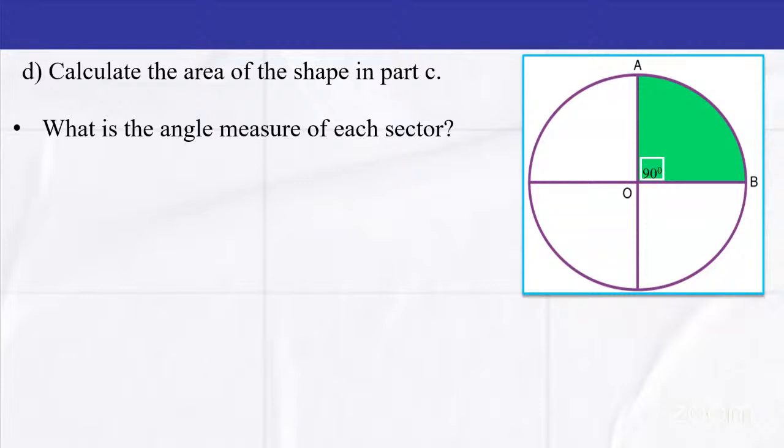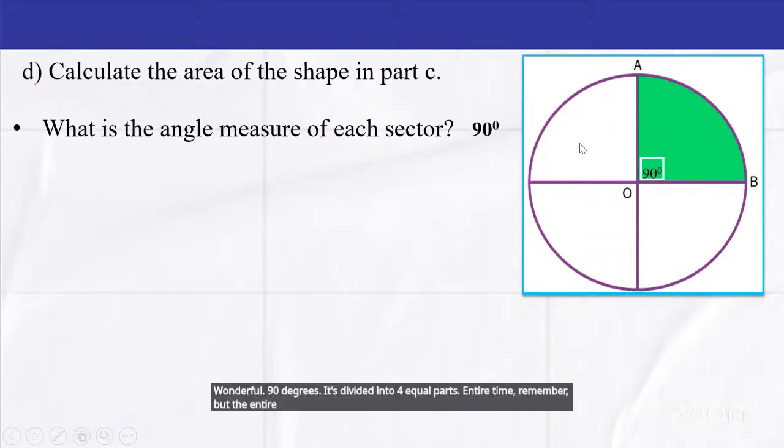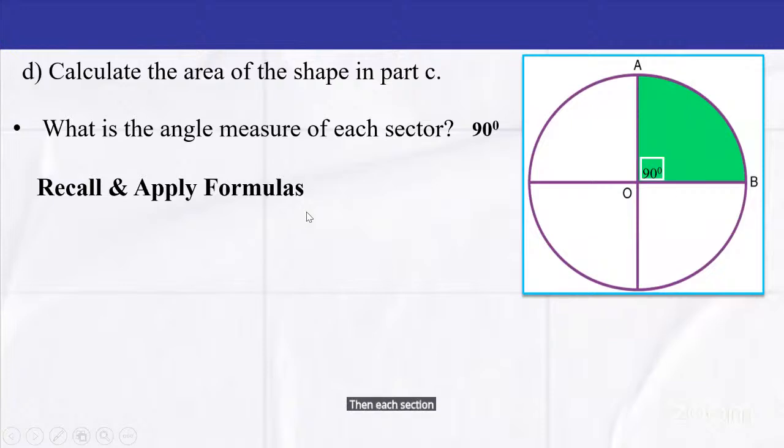What is the angle measure of each sector on this circle? Anybody? No response? Well, I'm seeing a number of 90 degrees in the chart. Wonderful. 90 degrees. It's divided into 4 equal parts. Remember, the entire circle is 360 degrees. If it is divided into 4 equal parts, then each section would be 90 degrees.